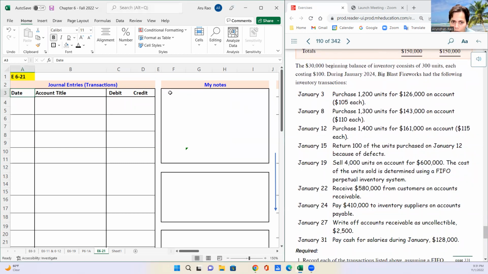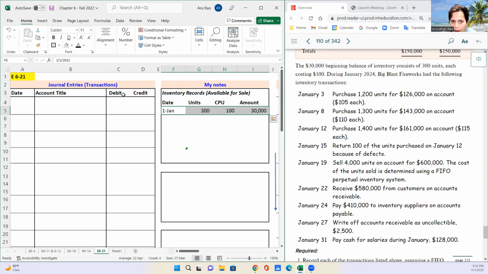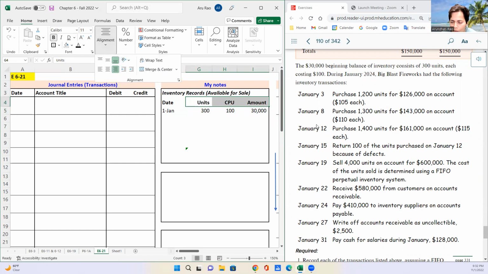So what I'm going to do as we go along is have some notes in place, and one of them is my inventory record. This first piece of information presented, I'm going to put in over here. I'm going to write down the date, the number of units, the cost per unit, and then the amount, which is nothing but units multiplied by cost per unit. So to start with, I have started the year with 300 units. This is the balance from the end of the previous year, okay?